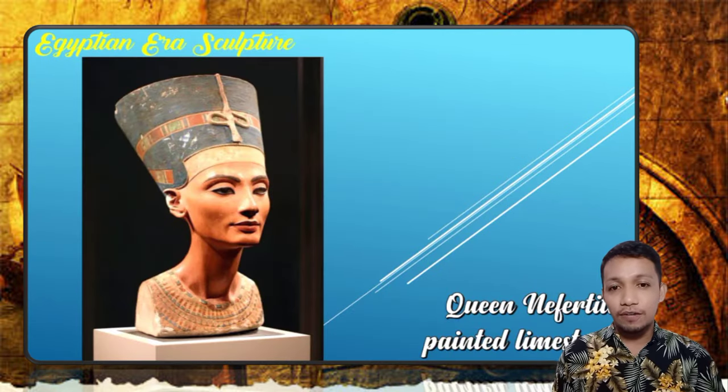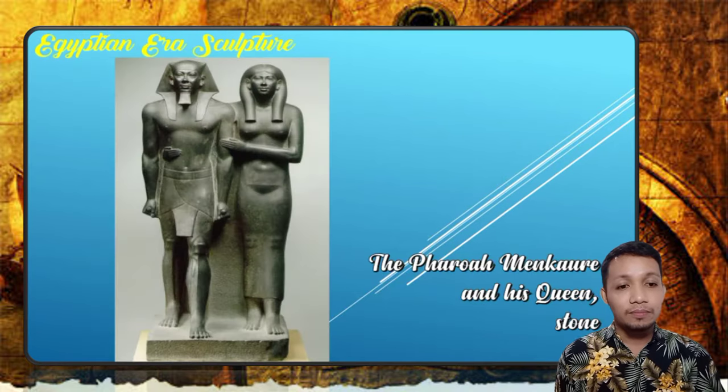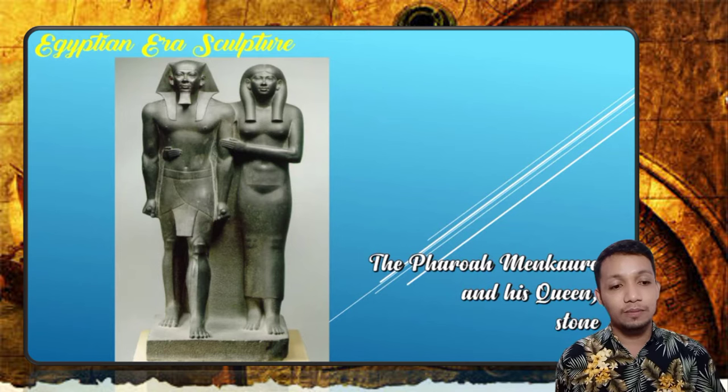Here are examples of Egyptian era sculptures. The first one is Queen Nefertiti's sculpture, painted limestone. The second one is the Pharaoh Menkaure and his queen, and it is made of stone.